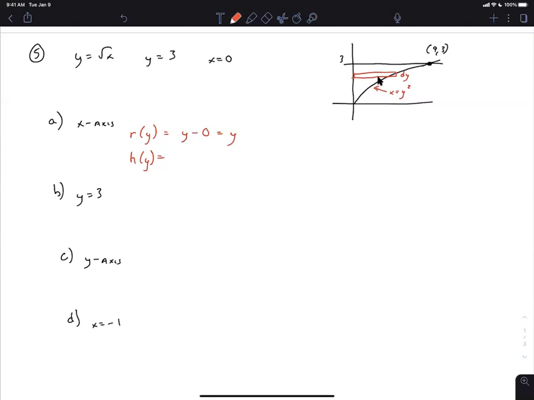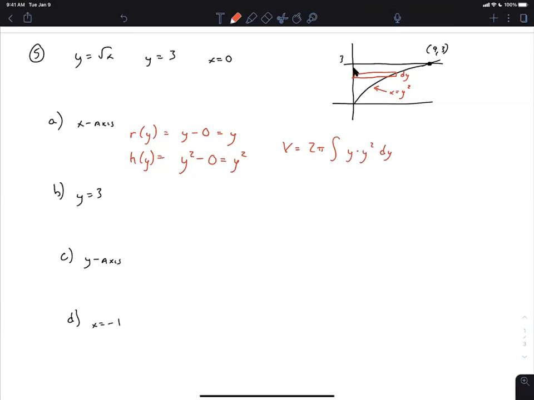Okay, and then the height. When we talk about a rectangle going sideways, the base is dy, and so the height is actually left to right. And so we take the x value on the right minus the x value on the left, but we have to describe them in terms of y. So it's the right x, which is y squared, minus the left x, which is 0. And so the height function is y squared. And so the volume is 2 pi integral r times h, so y times y squared, times the thickness dy.